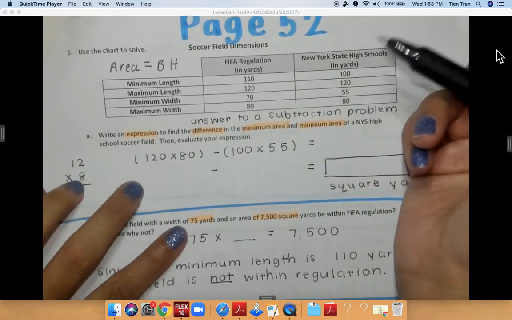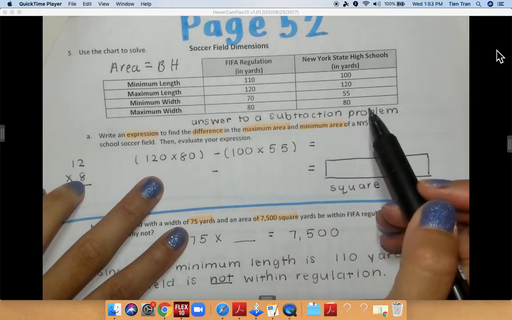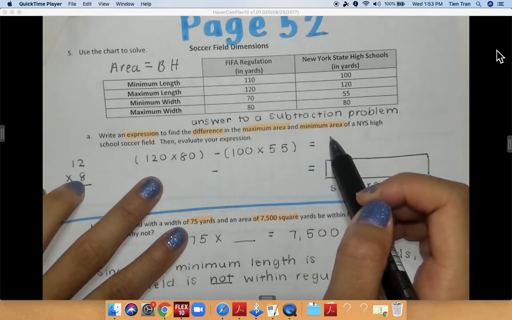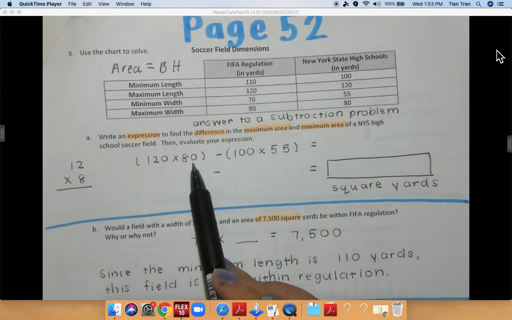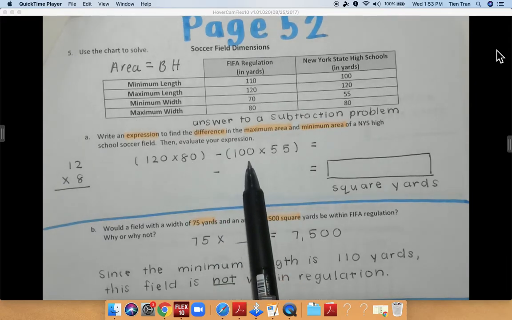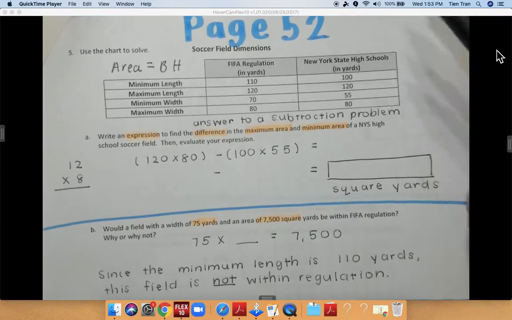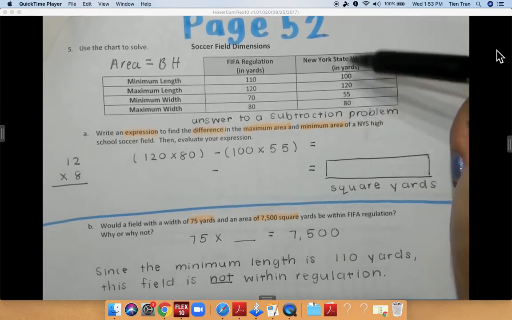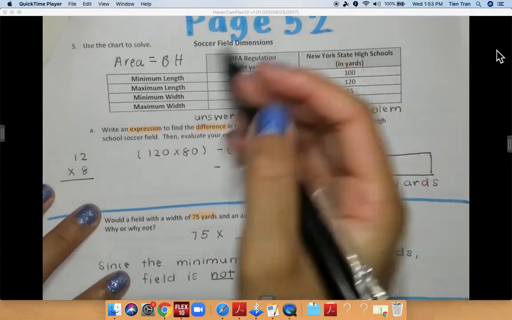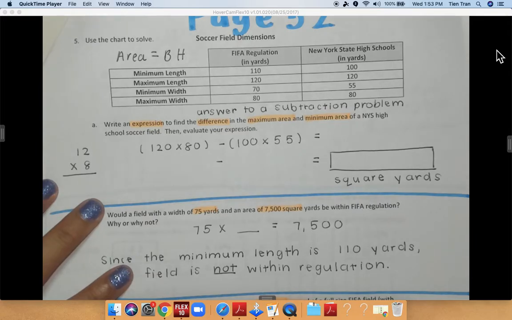So in this case, I'm multiplying 120, okay? And I'm also multiplying 80 because they're asking me what is the maximum and minimum area, okay? So that's why I'm multiplying 120 times 80. Now on the other side, they want me to multiply 100 times 55 in order to figure out the minimum width, which is 55 right here, and 100 is the minimum length, okay? So what I'm going to do here is I'm going to solve. I have 12 times 8, so I'm going to multiply 12 times 8.